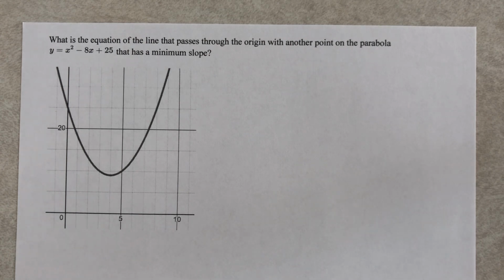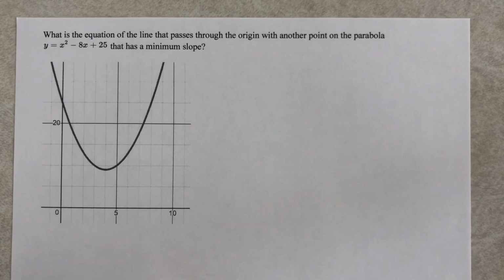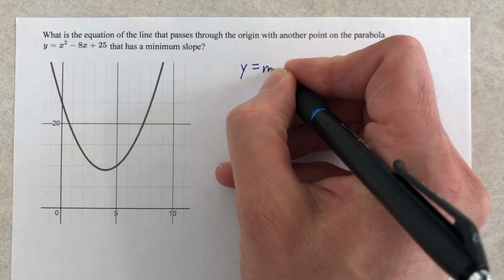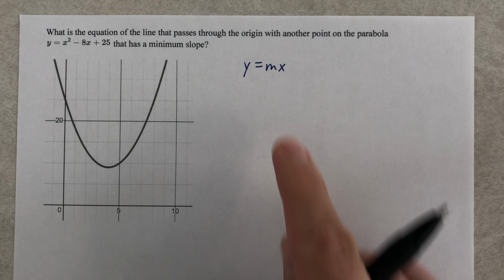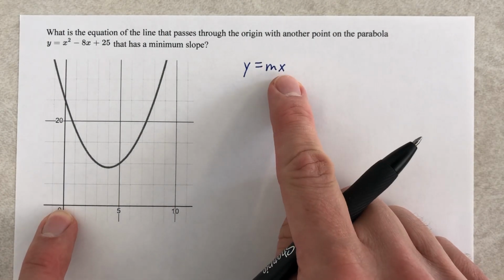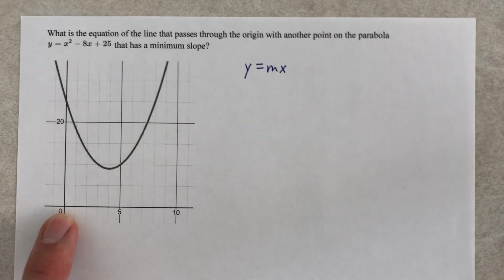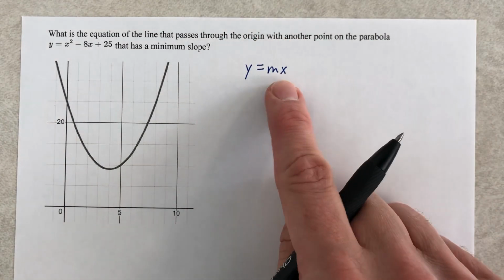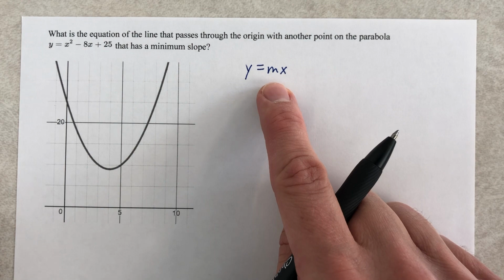I'm going to just go ahead and start writing stuff down. And here's what I'm about to write. This is the equation of a line that passes through the origin. So y equals mx, that's it, plus 0. That's it. Passes through the origin. That will be my final answer. I will need to find m.